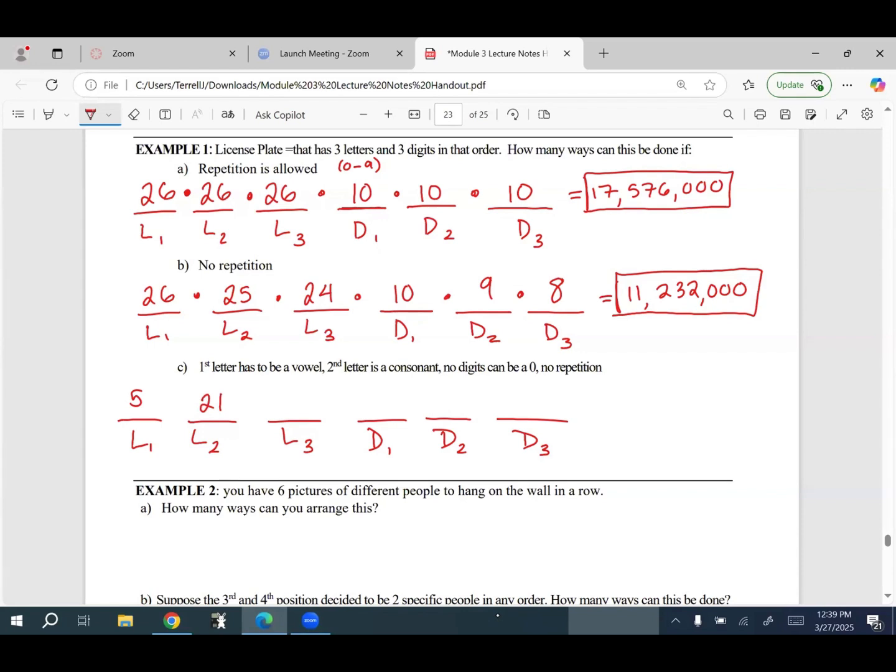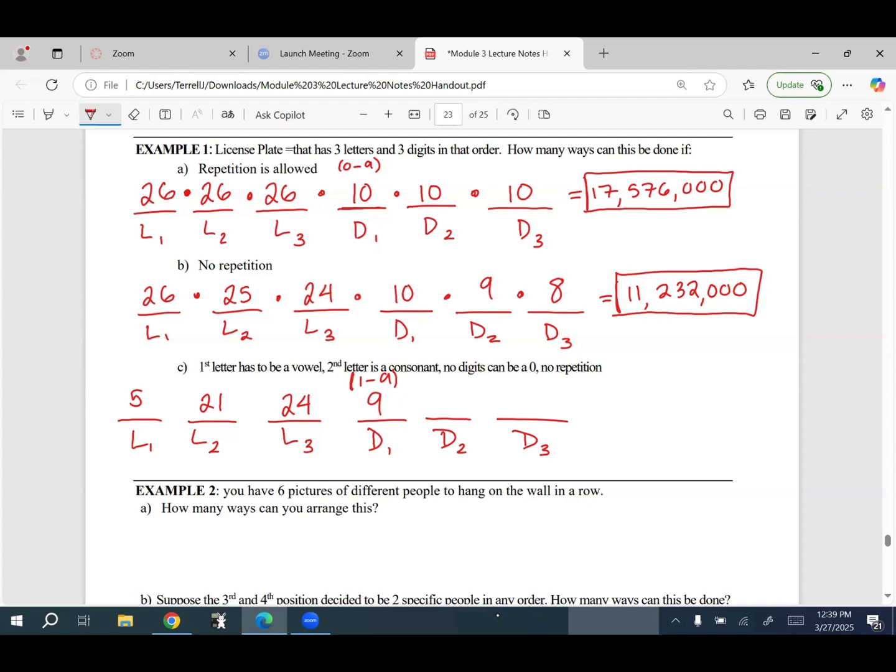Now, when it comes to the third letter, we know there are 26 letters in the alphabet. You see L1 and L2, that means 2 letters were taken, so there's only 24 options left. And now for our digits, it says no digit can be 0 and there's no repetition. So if no digit can be 0, then I'm limited to 1 through 9, and 1 through 9 means there are 9 options to choose from.